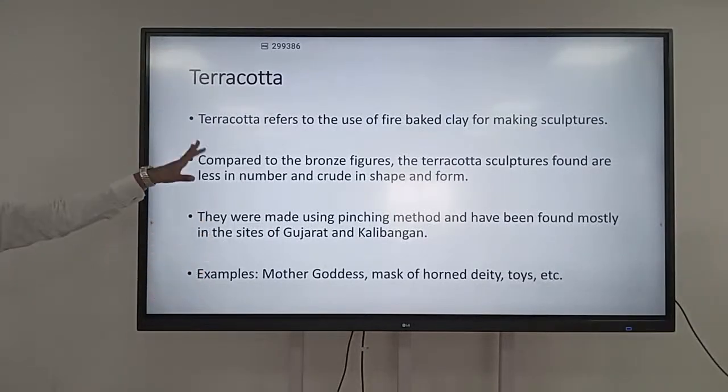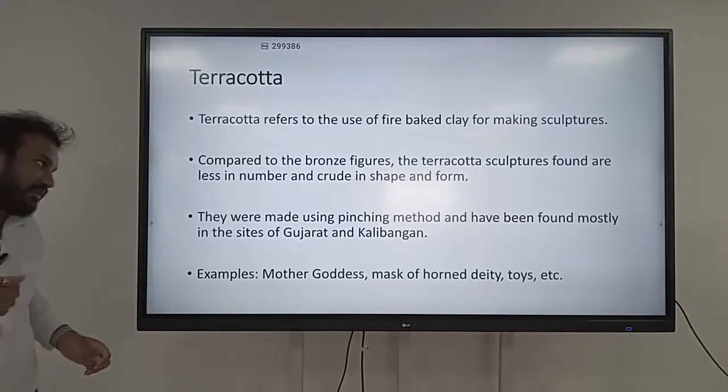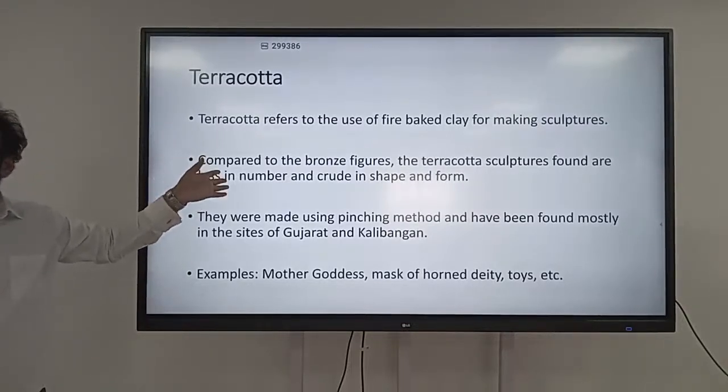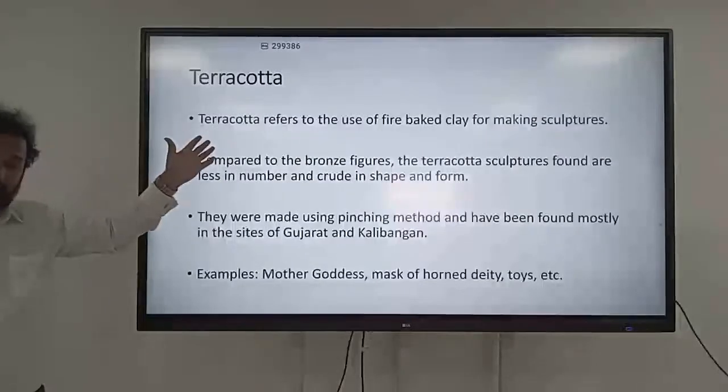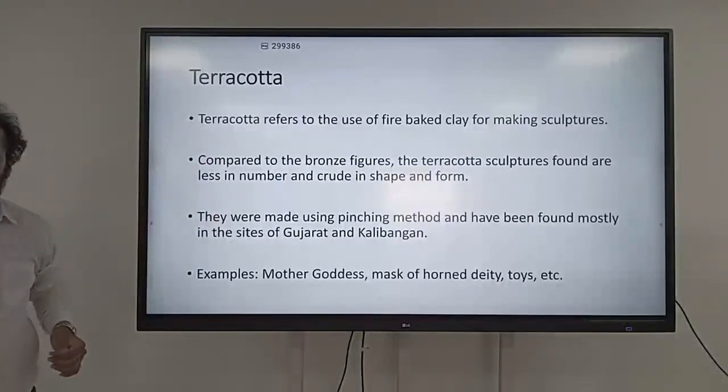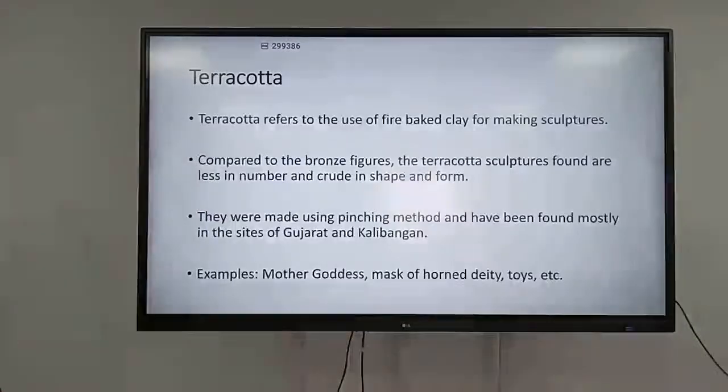Now, compared to bronze sculptures, terracotta toys are less in number. Bronze sculptures are in abundance. That is the reason why we said the IVC is also called the bronze civilization, because a lot of bronze sculptures were found. Compared to the bronze sculptures, terracotta toys were very few. And regarding the shape and form, it is rigid. It is not smooth and not perfect. It is highly rigid.